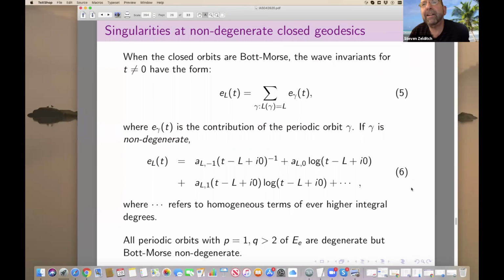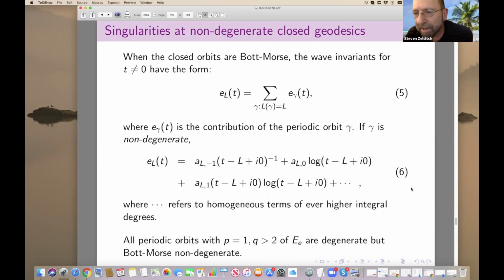Now we have to look at the other singularities. So this is the review, which we can't actually use for this problem, but it's just to review what kind of thing you get in the Poisson formula. In general, the length spectrum could be a mess. It could be any closed set. But when you have isolated lengths, and they are lengths of what are called Bott-Morse non-degenerate orbits, like for an ellipse, then you get nice asymptotic expansions for these wave trace invariants at a closed orbit gamma. And that's what it looks like if it's non-degenerate.